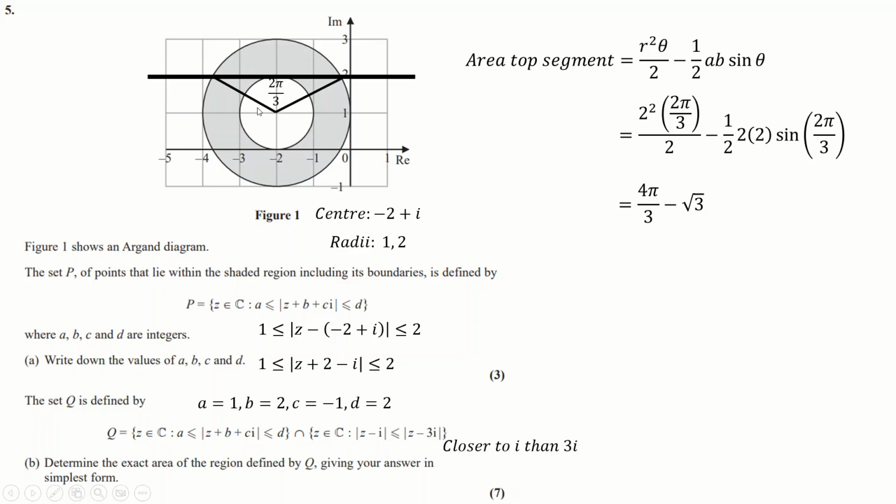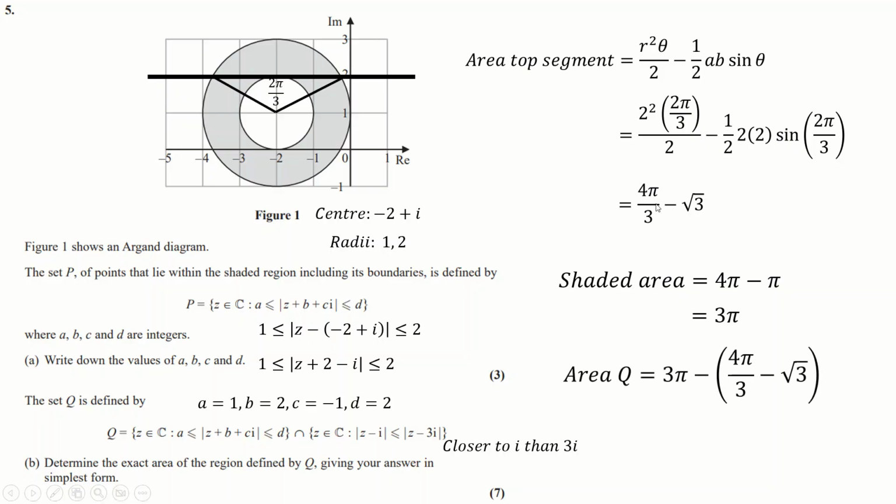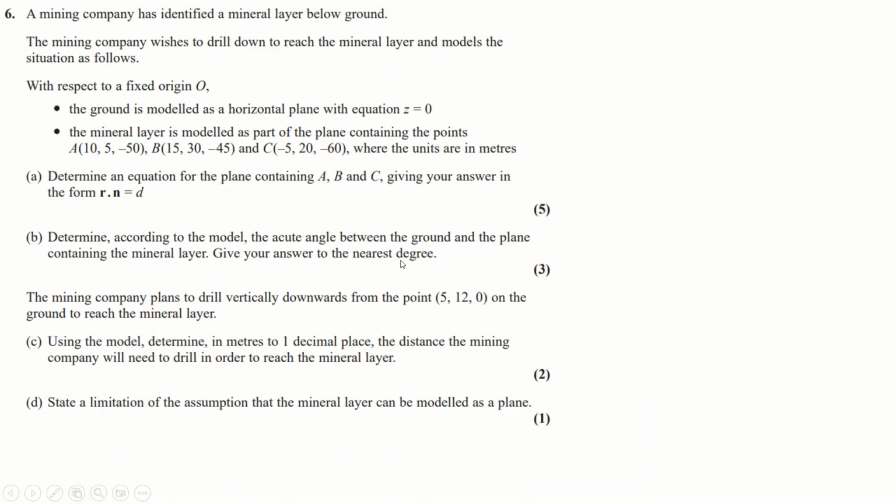Well, it's clearly pi times 2 squared is the whole thing, minus pi times 1 squared, that's 4 pi minus pi. And then we take those away for 3 pi, and we just do 3 pi minus this for our answer, which I believe is 5 pi over 3 plus root 3, because minus minus, and we have our answer. Excellent, not the easiest question ever, but good.